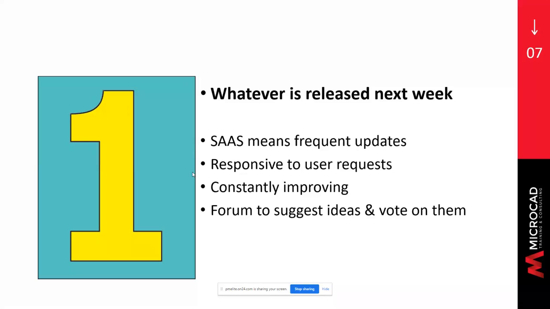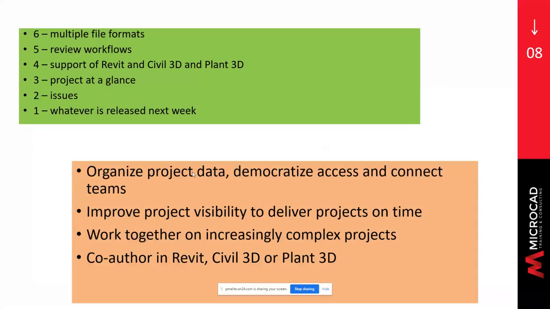So that's the 6 top things in what benefits the cloud software is to the users. Number 6 was multiple file formats. Number 5 was the review workflows. 4 was the support of Revit, Civil 3D, and Plant 3D. 3 for project managers, the project at a glance. 2 is issues, which really helps you make sure nothing gets forgotten. And the number 1 was whatever's going to be released next week.